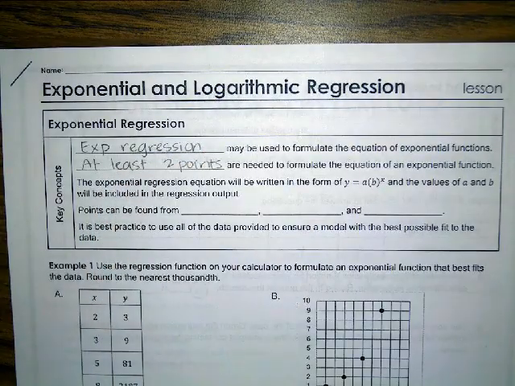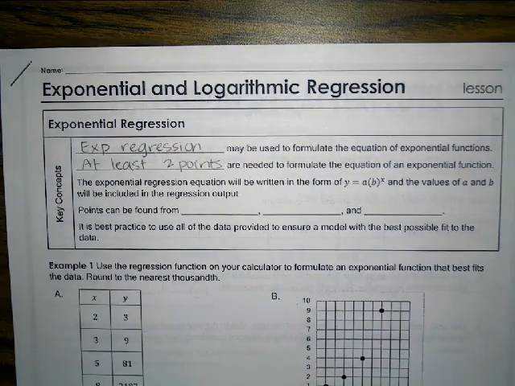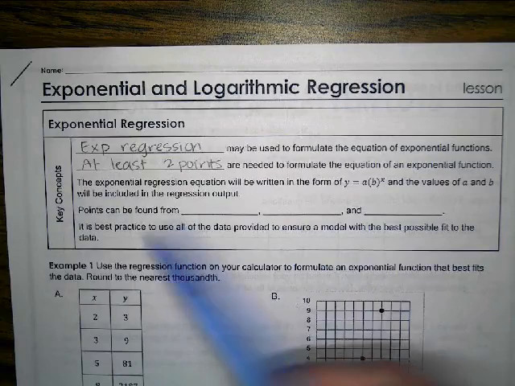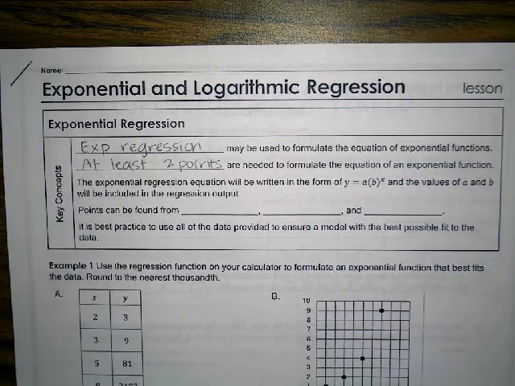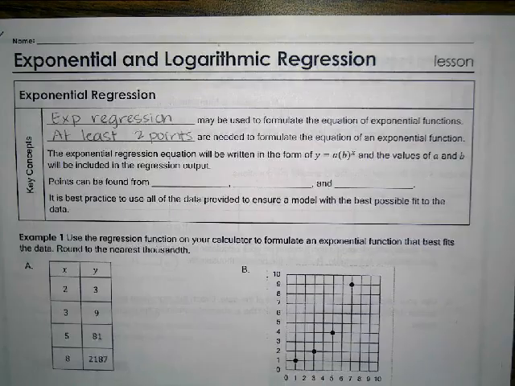to make the equation, but typically you're going to have more than that because 2 points don't tell you if it's a straight line or a quadratic or a cubic. When you have 2 points, it doesn't really tell you what kind of graph it is. So typically we're going to have more than 2 points to determine if it's an exponential function or something else.